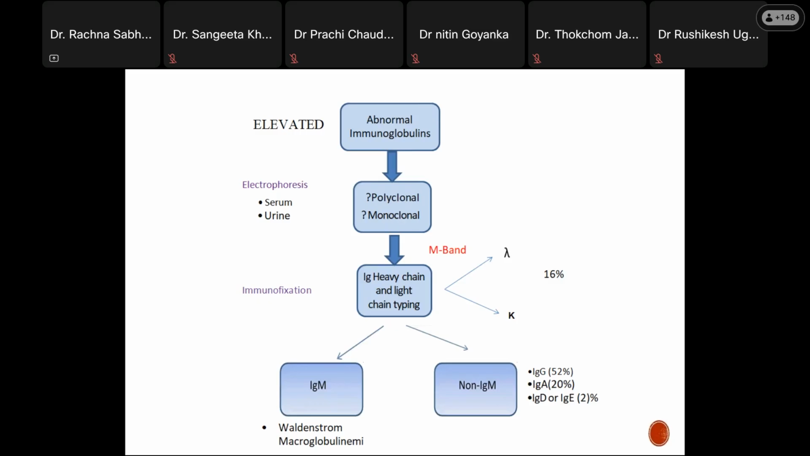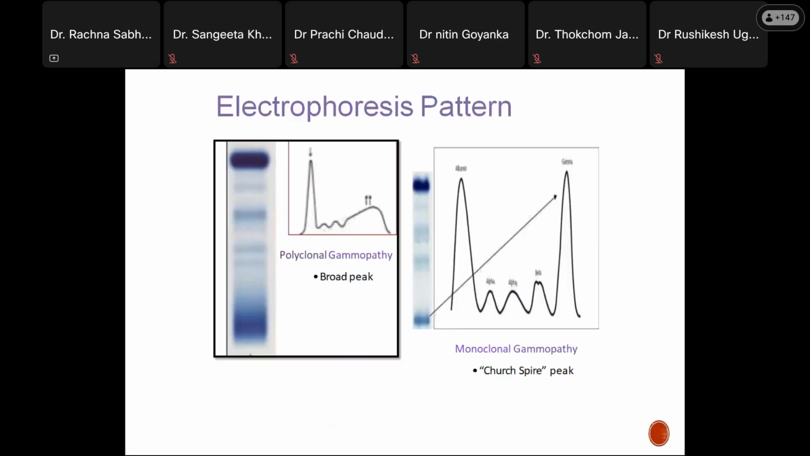So now you can understand the significance of immunofixation. We may not reach a conclusion if we don't do this test. So ultimately, the final diagnosis is done with the help of immunofixation only. So now you can have a look at these two patterns, to differentiate between polyclonal and monoclonal gammopathies.